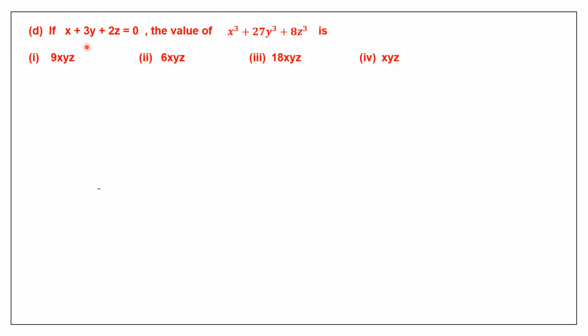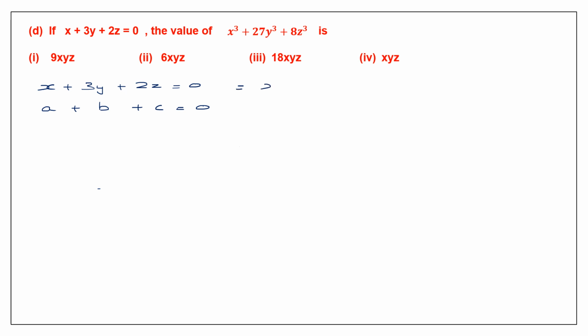Question D. If x plus 3y plus 2z is equal to 0, then we need to find the value of x cubed plus 27y cubed plus 8z cubed. Now look at this one. Let's write down what's given to us: x plus 3y plus 2z is equal to 0. This is given to us. Now this is in the form of a plus b plus c. If it is in this form, then the cube of a plus b plus c, that is a cube plus b cube plus c cube, let's see how much that is.